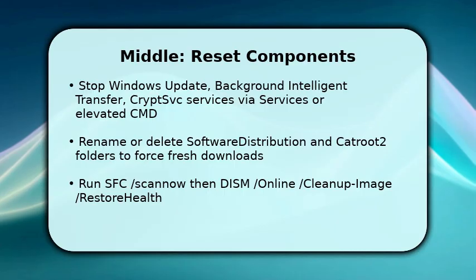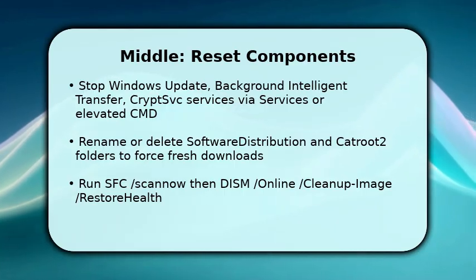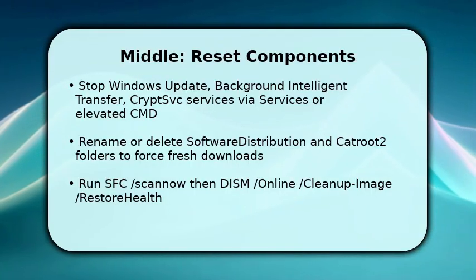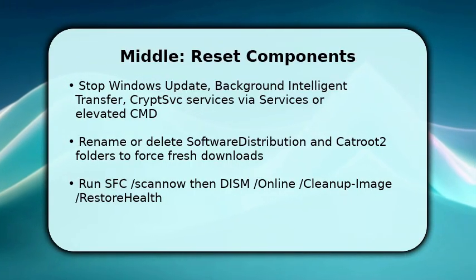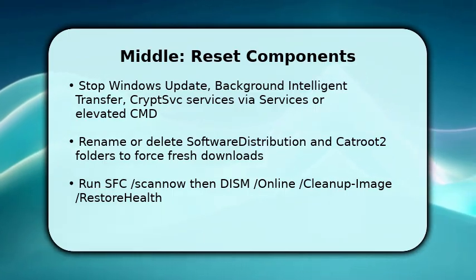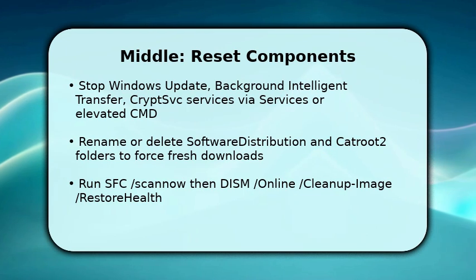Once folders are reset, run System File Checker, sfc /scannow, to fix corrupted system files, followed by DISM /Online /Cleanup-Image /RestoreHealth to repair the Windows image. These repair steps address deeper corruption that blocks updates.